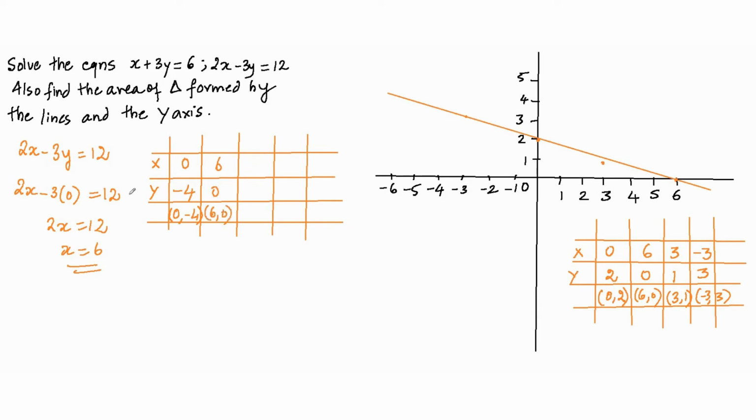Let us now take a different set of points. So again, let's apply the same technique. What is the coefficient of y here? The coefficient of y is 3. So let's reduce or increase x by 3. So it becomes 3. So let's see what happens. 2 times 3 minus 3y is equal to 12. So 6 minus 3y is equal to 12. Minus 3y is equal to 6, which means y is equal to minus 2. The point is 3, minus 2.